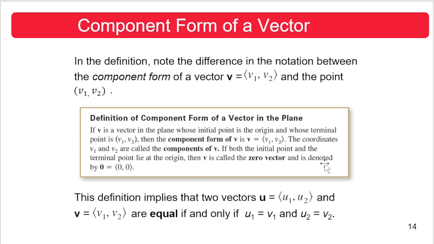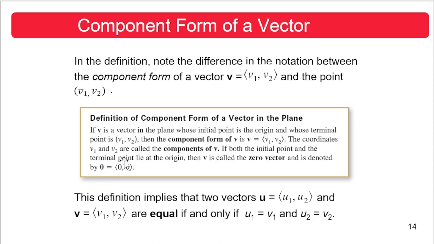So in the definition, note the difference in the notation between the component form of a vector B with components b1, b2 and the point with coordinates b1, b2. By definition, if B is a vector in the plane whose initial point is at the origin and whose terminal point is at b1, b2, then the component form of vector B is denoted by this equation. Vector B is a vector with components b1, b2. Take note that we use the less than and the greater than symbols to denote the components of this vector B. The coordinates b1 and b2 are called the components of vector B.